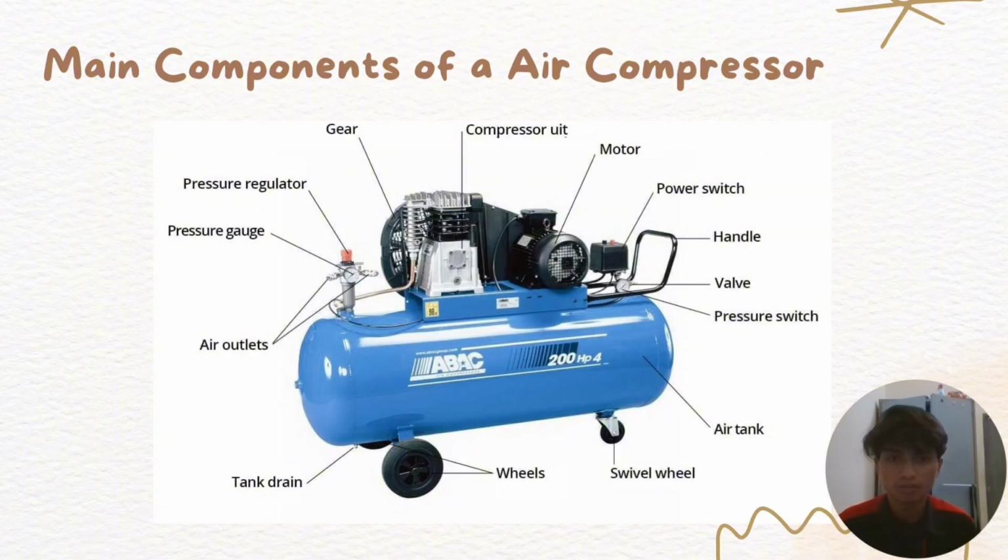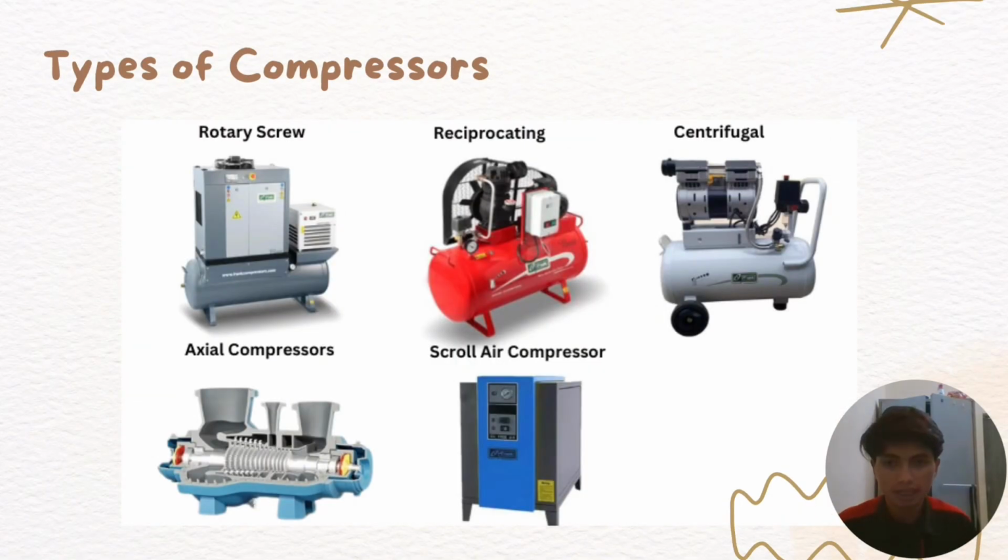The main components of an air compressor are gear, compressor, motor, power switch, handle, valve, pressure switch, air tank, swivel wheel, tank drain, air outlet, pressure gauge, and pressure regulator. Next are the types of compressor: rotary screw, reciprocating, centrifugal, axial compressor, and scroll air compressor.